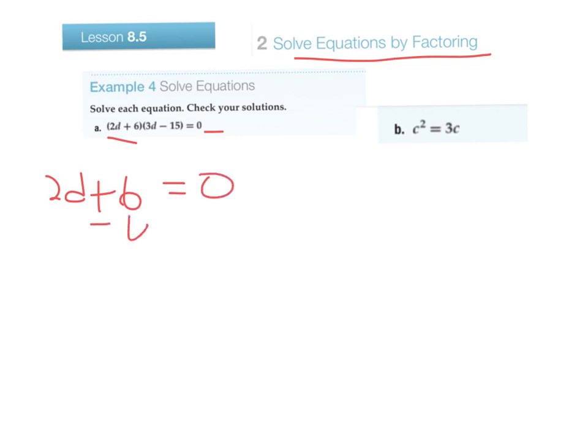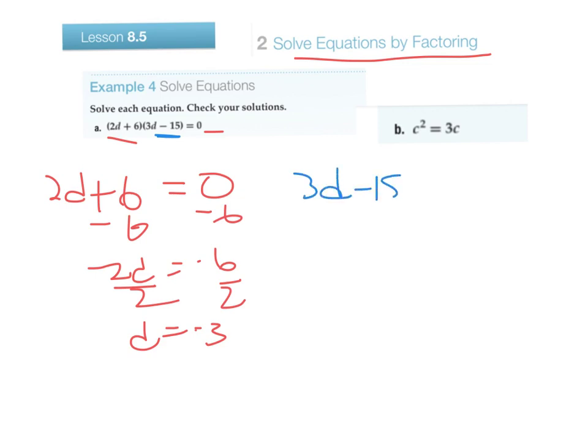So if I subtract 6, I get 2d equals negative 6, and divide by 2, I get d equals negative 3. Now, what we need to do is do the other factor. So I'm going to underline that in blue. I'm going to do the same thing. And we can only do this once we have everything factored.